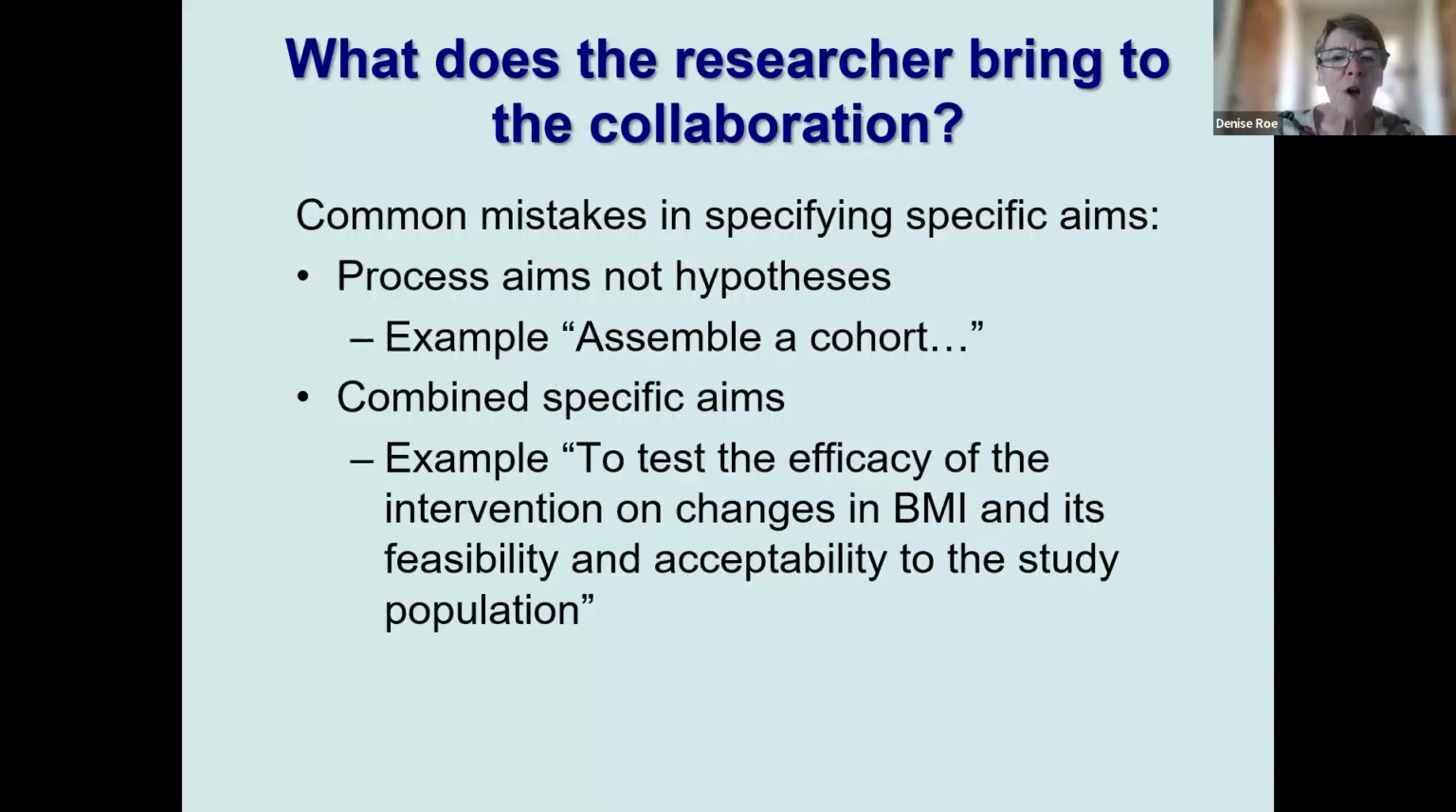Now, I'm going to emphasize a couple common mistakes in specifying specific aims. Often, junior investigators have process aims, not hypotheses. So an aim is not assemble a cohort. An aim is related to a scientific hypothesis. Or they combine specific aims. So for example, to test the efficacy of the intervention on changes in body mass index and its feasibility and acceptability to the study population. As you'll see when I get to the example at the end, we clearly separated efficacy from feasibility and acceptability.